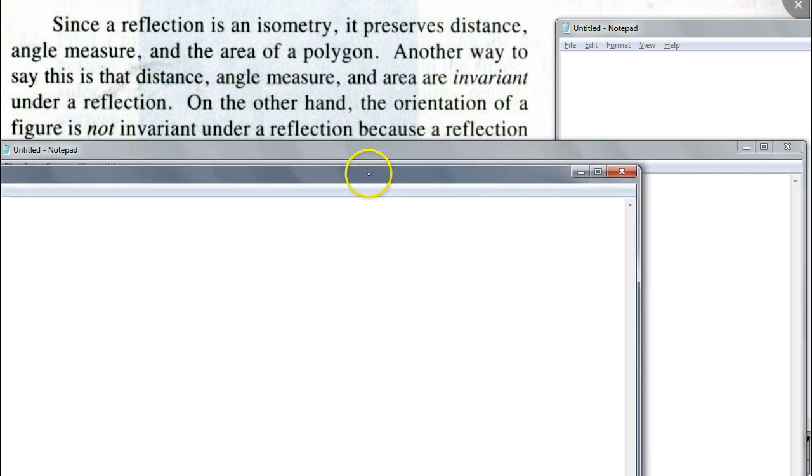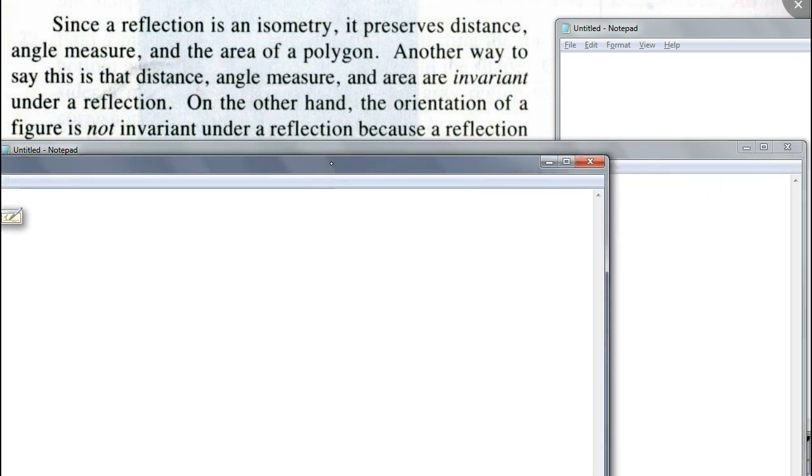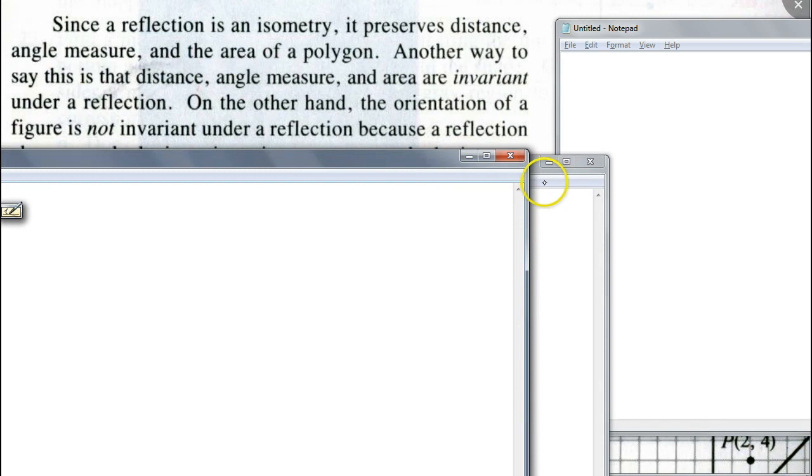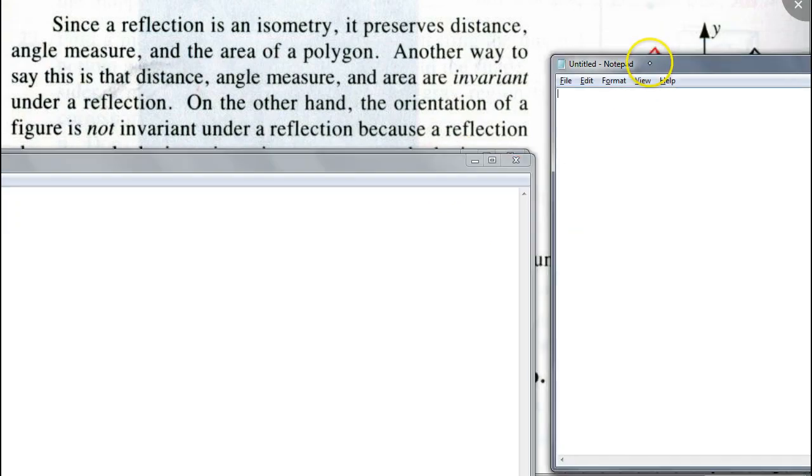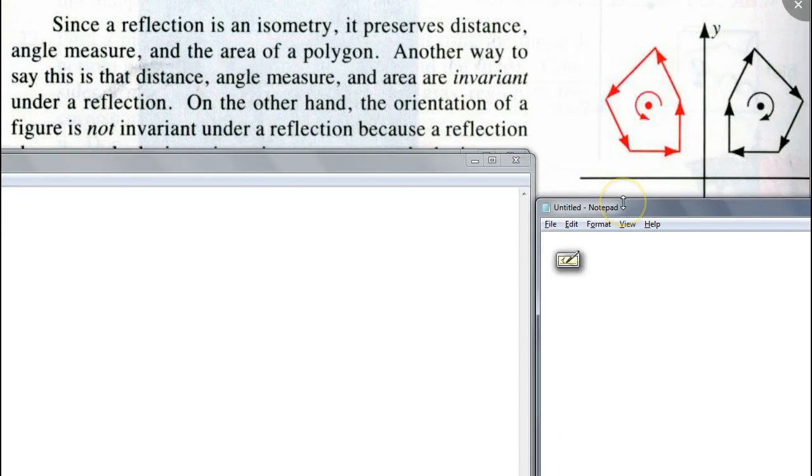So, what do you think they mean by this? On the other hand, the orientation of a figure is not invariant under reflection, meaning it changes. What changes? Well, let me give you a hint. Take a look at this picture. It's like a mirror. So, what do you think they mean by the orientation in this case? Go ahead, I want you to think as a group. Alright, so, what do you guys think this means?